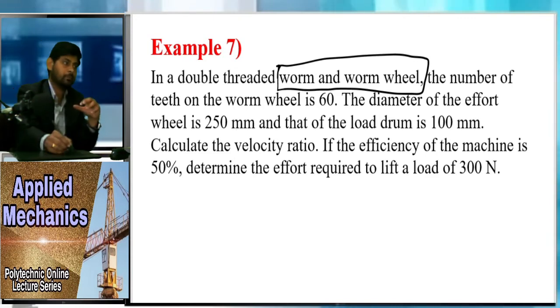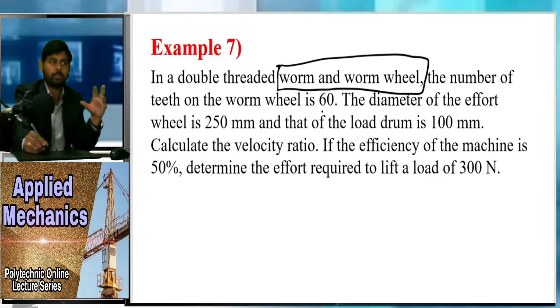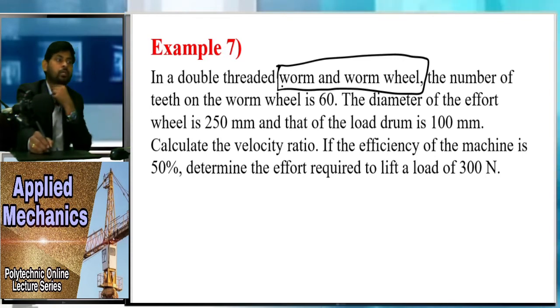So by reading the problem you will be able to identify which type of problem they are asking on which machine and which formula you have to use there. So here त्यांनी काय सांगितलं, worm and worm wheel.